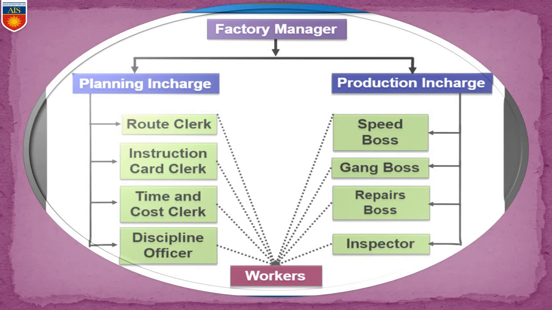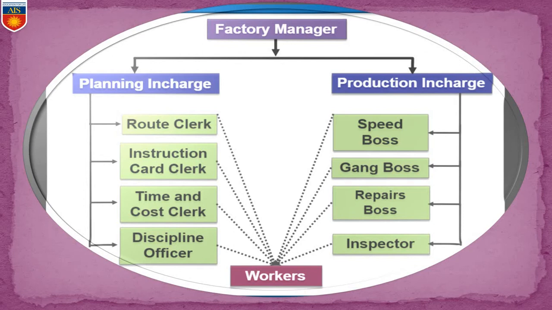Students, as per the chart which you can see, one set of supervisors dealt with the planning function and the other set dealt with the production function. Both the planning and doing, which means the production in charges, had 4 supervisors each, resulting in 8 supervisors who finally supervised the workers.